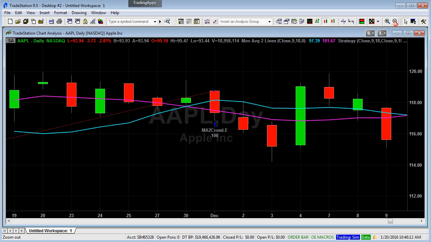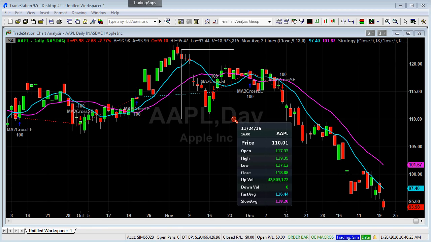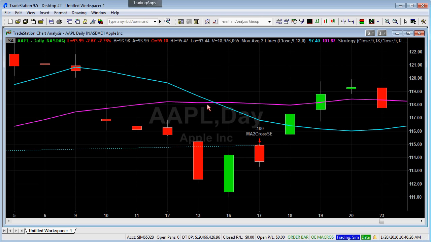Let me zoom out by using the magnifying glass that has a minus inside of it. And you can see that I get a signal every time that there's a crossover. Let me zoom in this area right here. Okay, look at the crossover here. The cyan moves below the magenta, but it seems like that happened somewhere in between here. We didn't get confirmation of that crossover until this bar. You would think, well, why didn't the strategy generate the trade here right after the crossover occurred, right? It waited one bar to actually generate the trade.